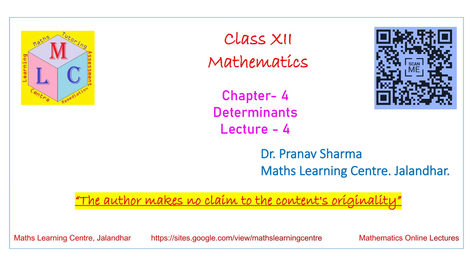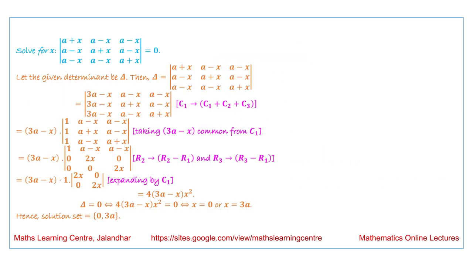We are going to start now lecture 4 of chapter 4 class 12th mathematics, determinants. In this lecture we will solve some more problems related to evaluation of determinants, and finally we will solve a problem based upon calculating the areas of triangles using the determinants.